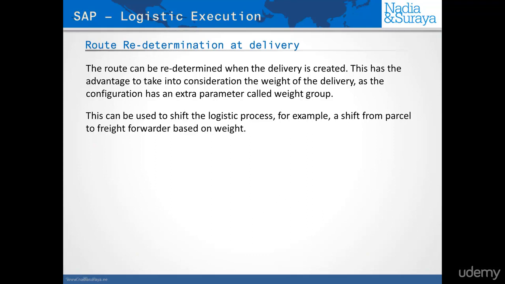Because if you were to do it on the sales order, it could be that when you create the delivery, you might have changes to it, maybe due to availability. Or you could have grouped a number of sales orders together into one delivery, and that would change the weight. So the only true time you would know the weight of the delivery is at the time when you create the delivery. So that is why SAP has this option: redetermine the route at the time of delivery creation. And the only time you would do it is if you have route determination by weight.